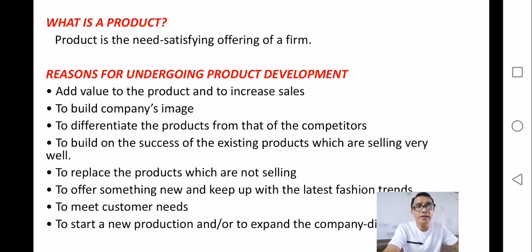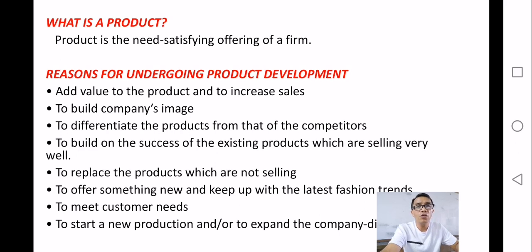Next, to replace the products which are not selling. Remember in the previous video, we mentioned that we have to continually monitor. So, if we are trying to monitor our products, if our products are not fast moving, then we must ask ourselves already, there must be something wrong why that product is not fast moving. Therefore, if that is not fast moving, then we must do a development with that product. Sometimes, if your product can go through another repackaging, the repackaging might work.